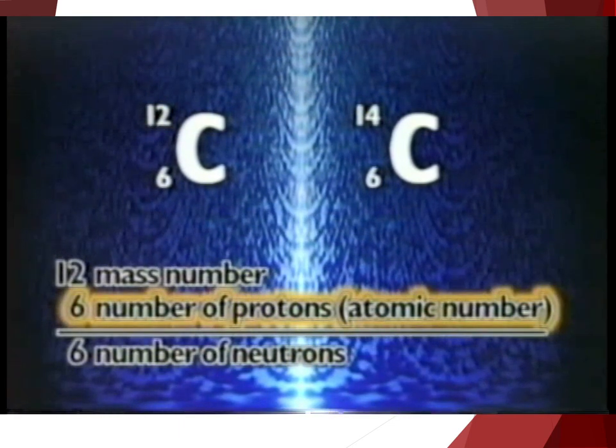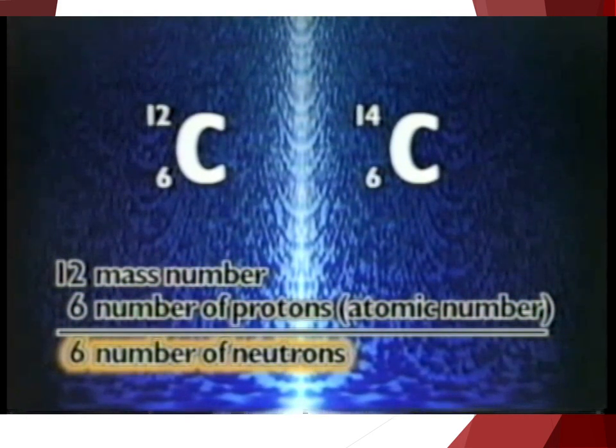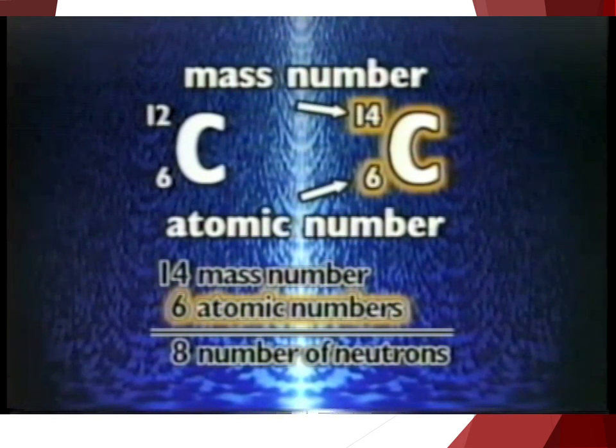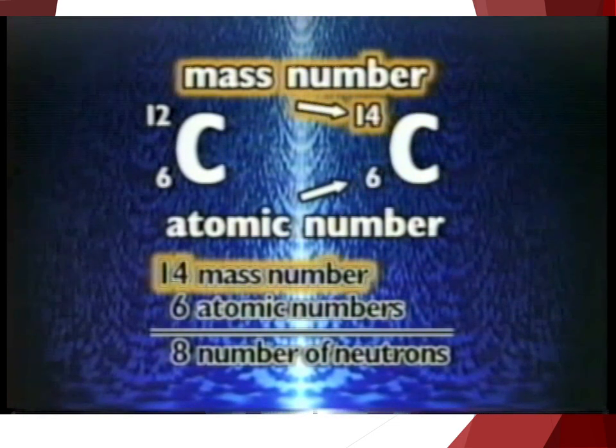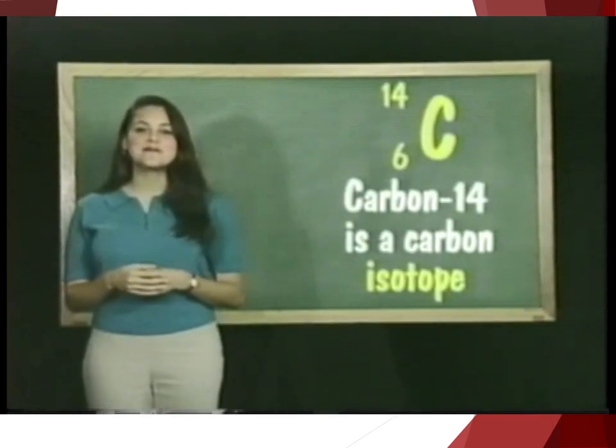Subtract the number of protons from the mass number, and you will know how many neutrons are in the atom's nucleus. In this case, there are 6. The carbon isotope on the right also has 6 protons, of course, but since the mass number is 14, we know that there must be 8 neutrons in this atom's nucleus instead of just 6. So carbon-14 is a carbon isotope.